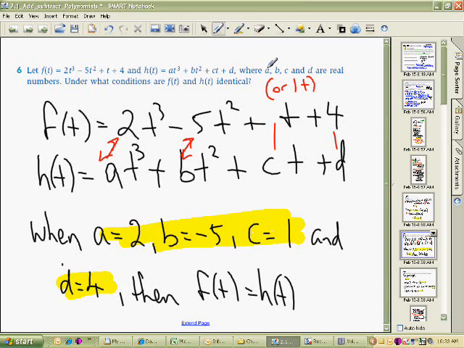Well, clearly these numbers here, the a in front of the t cubed, would have to be the same as that. So in other words, a would have to equal 2. b would have to equal that, minus 5, and so on. So if a equals 2, b equals minus 5, c equals 1 there, and d equals 4, then f of t would equal h of t.